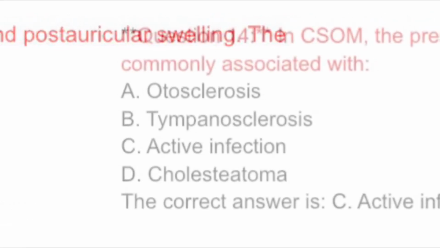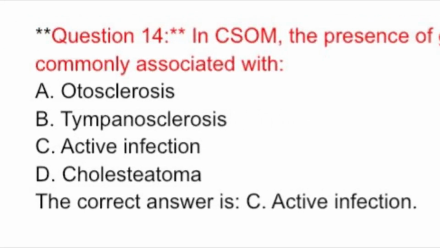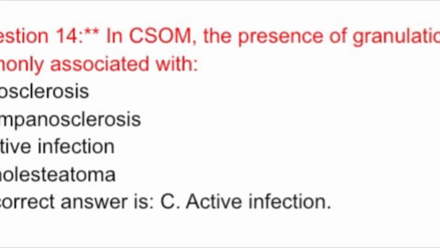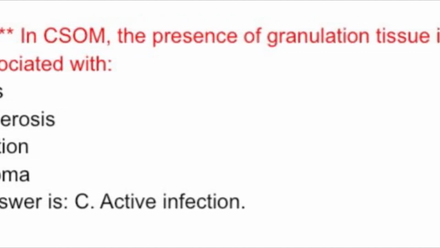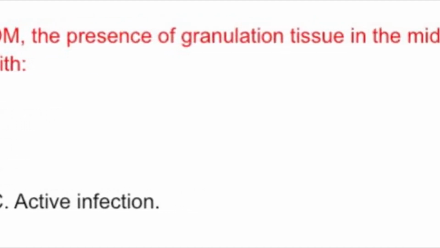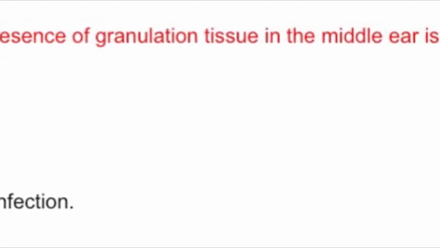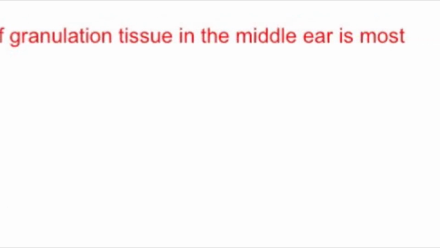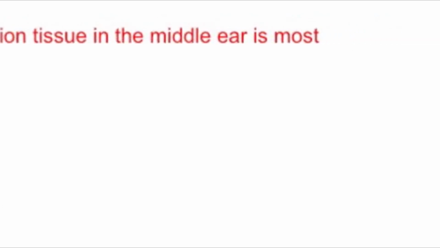Mastoiditis. Question 14. In CSOM, the presence of granulation tissue in the middle ear is most commonly associated with A. Otosclerosis. B. Tympanosclerosis. C. Active infection. D. Cholesteatoma. The correct answer is C.